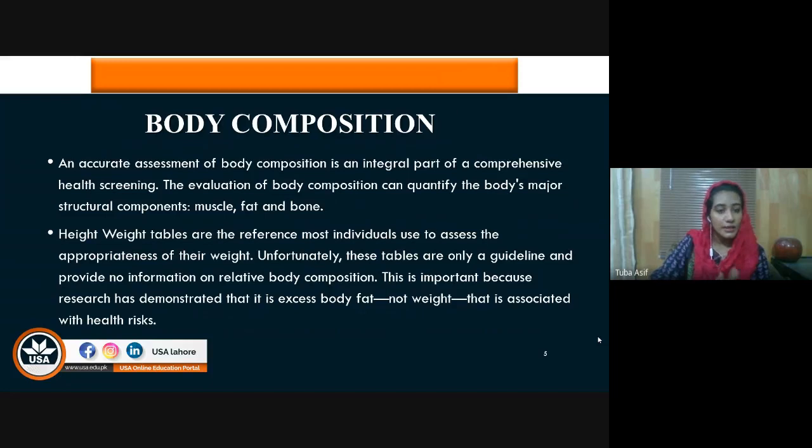Healthy weight tables help in terms of measuring health. Usually, we have two main indicators: height and weight. Such tables are used as references, and most individuals use them to assess the appropriateness of their weight. Unfortunately, these tables lack completeness, and these are just guidelines and references, and they do not provide specific or accurate information about the exact body composition. This is important because research has demonstrated that it is the excess body fat, not the total body weight, that is associated with health risk.